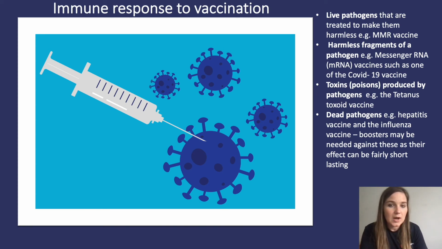Vaccines work by stimulating our immune system to produce antibodies without us actually becoming infected with the disease. This is called the primary response. It is a fairly slow response as the body takes time to react to the pathogen and produce antibodies to it.